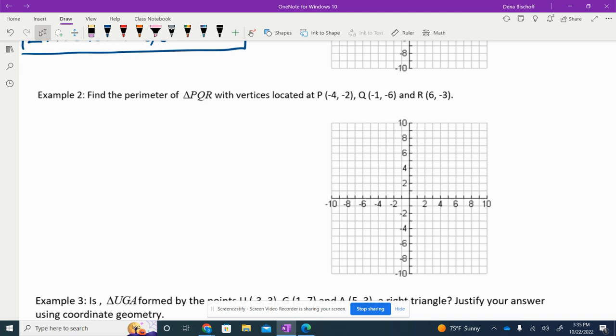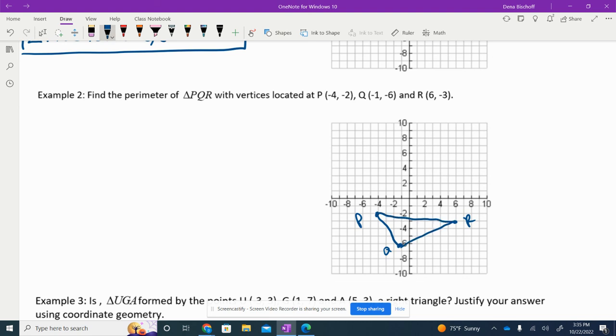So I'm going to graph the triangle. Negative 4, negative 2 is point P. Q is negative 1, negative 6. 1, 2, 3, 4, 5, 6. Q. And then R is 6, negative 1, 2, 3.